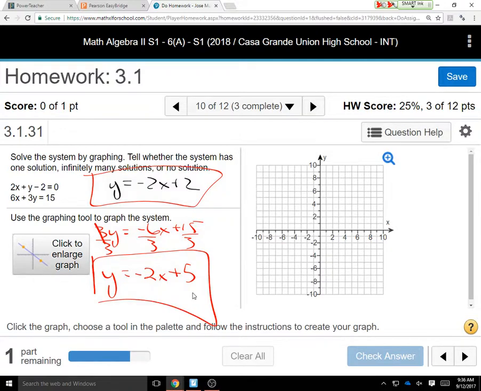So what you want to know is what type of system it is, which is one solution, two solutions, or no solutions. The first thing that I always check is slope. Are the slopes different or are they the same? If they're different, you'll get one solution. But these are not different, are they? They're the same. So now I have two options. Either they're going to have no solutions or infinitely many solutions. And that comes down to the y-intercept. If the y-intercept is the same, then you have infinitely many solutions.